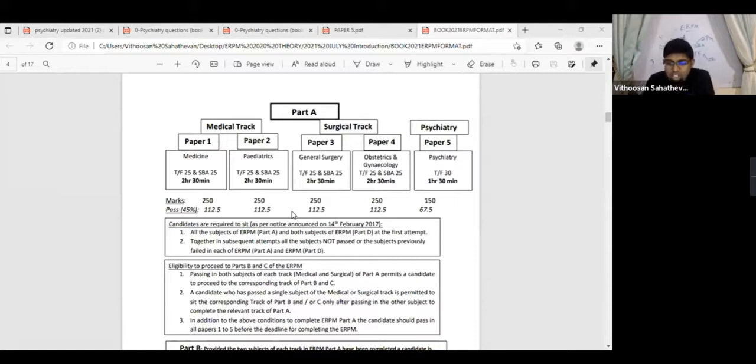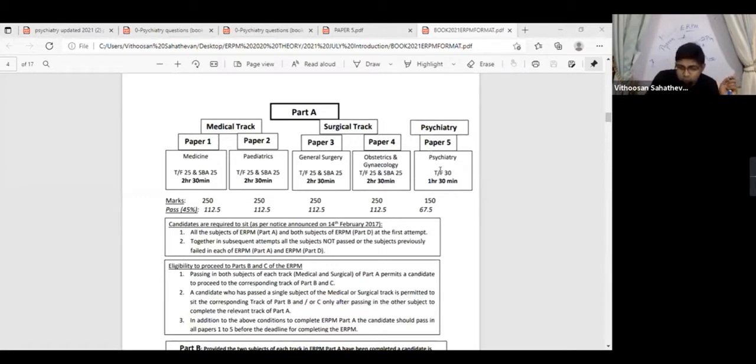If you look at these 4 papers, understood? This is a 50 question paper where you are going to have 25 single best answer questions and 25 true false questions. So altogether it's 50 questions, and this is going to last for 2 hours and 30 minutes each paper. So the 4 psychiatry questions which had been part of medicine have been removed.